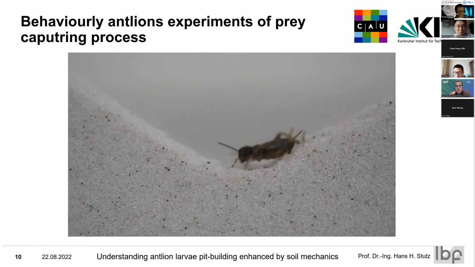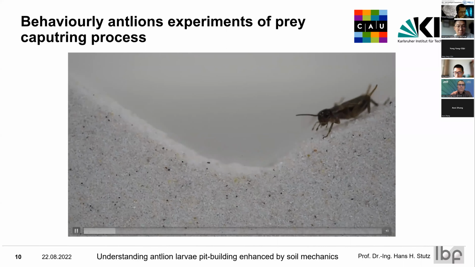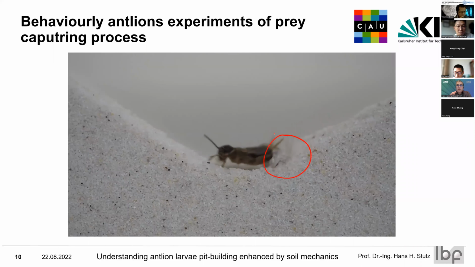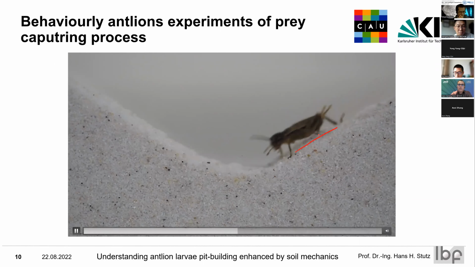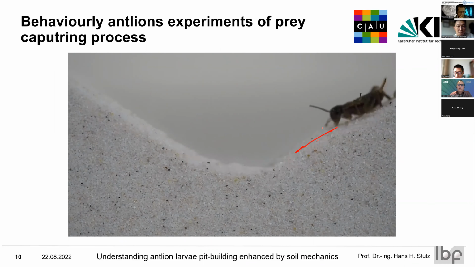The cricket walks down, and then you see again, really at the end of the video, that he throws sand out around this area. And what you also see, if we run it a third time, is that if you look at this slope here, the soil is basically moving downwards. And also he's maintaining the slope angle.